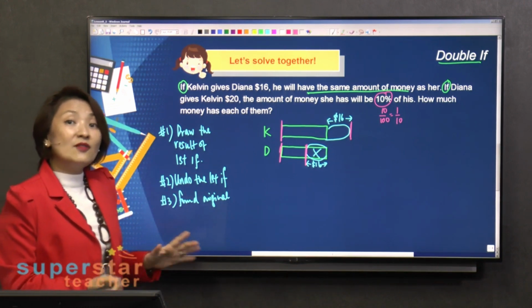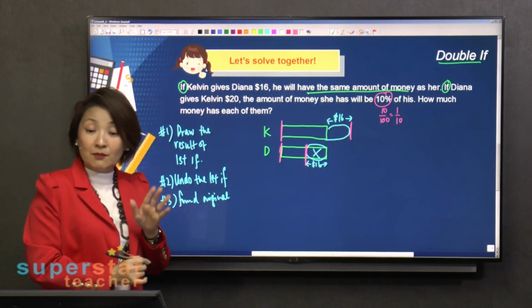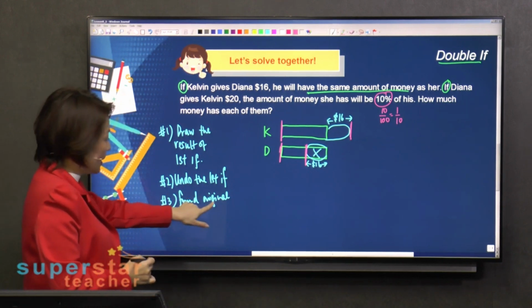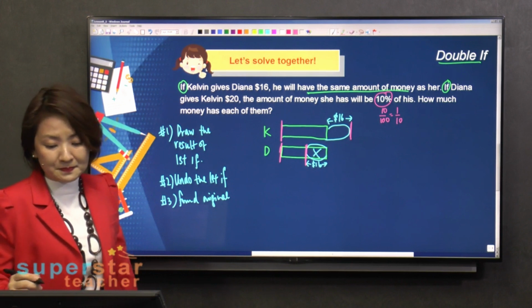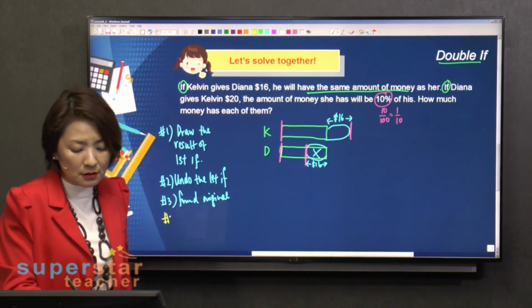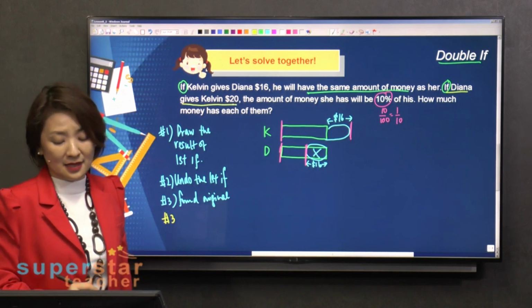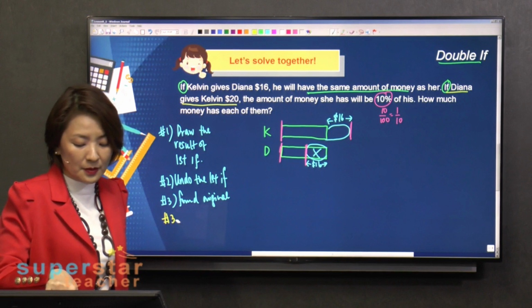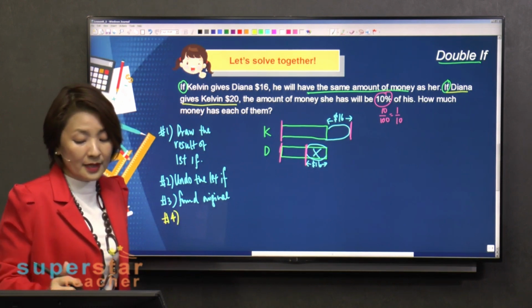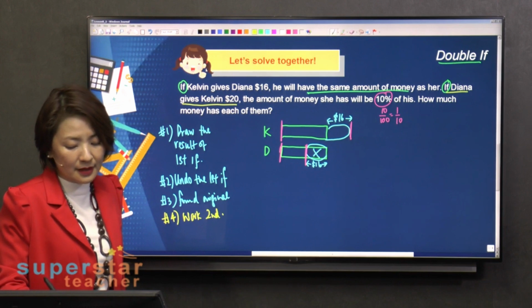Now the second if is based on the original, not based on the first if, okay? Based on the original, because here you are at the original. So the next step is from the original, okay? If Diana gives Kelvin 20, okay? Sorry, this is not number 3, this is number 4. Okay, so I will say work second if.